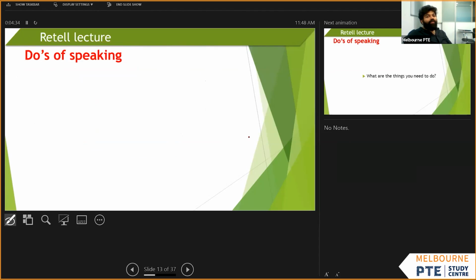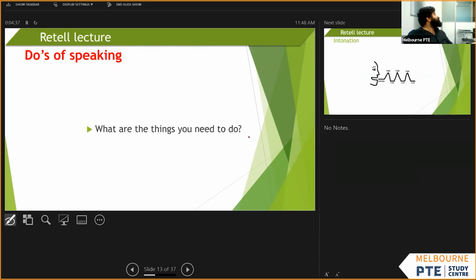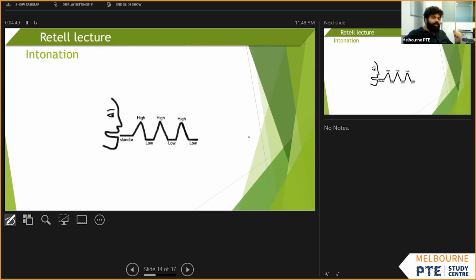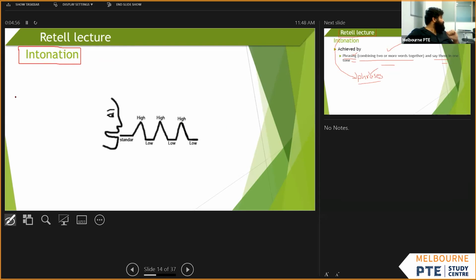Now, about the things you need to do or the things you need to be careful of in here. So the only thing, in the case of both repeat sentence and the next topic we are going to discuss, that you have to be careful of is something known as intonation. Okay. Now intonation, this graph should give you a bit of an idea what it is. Can anyone tell me?